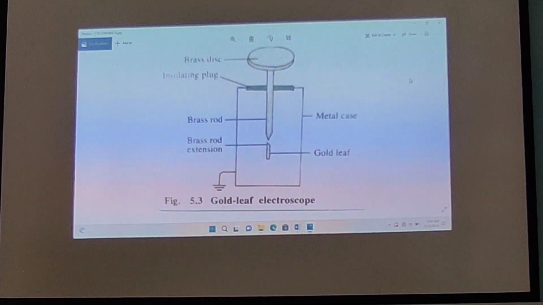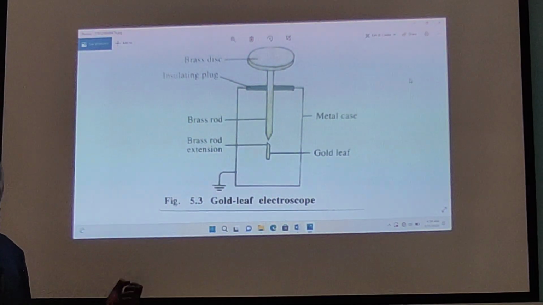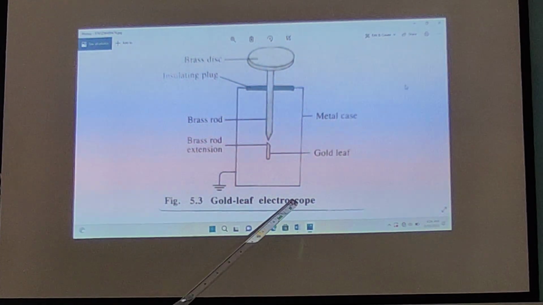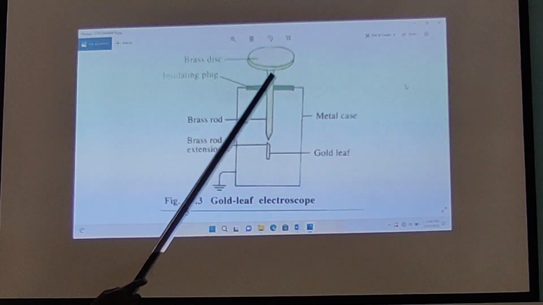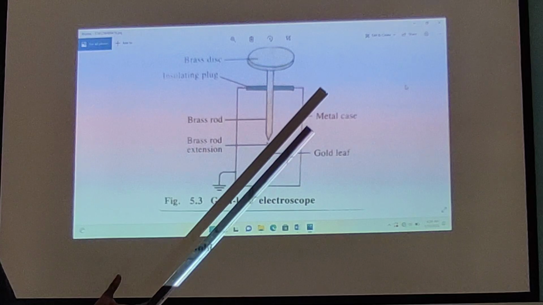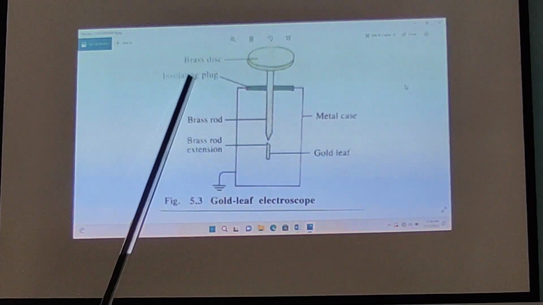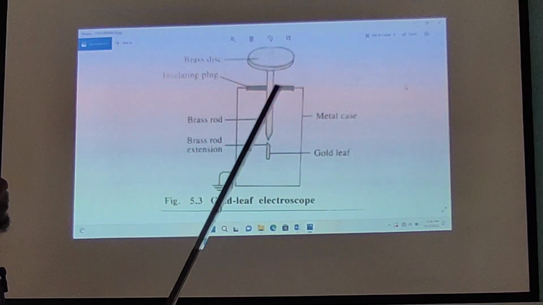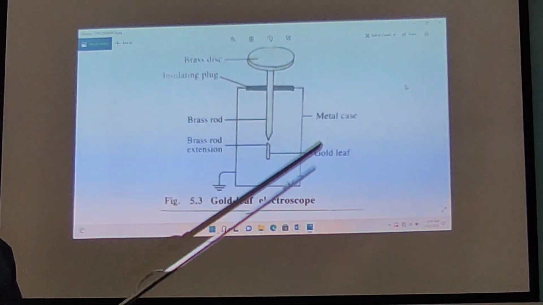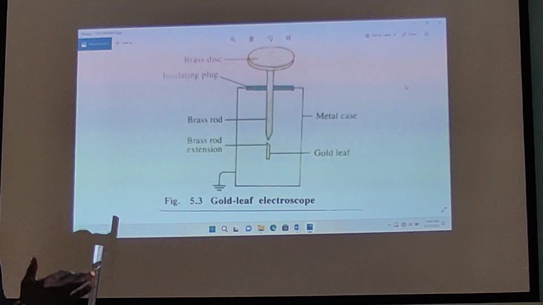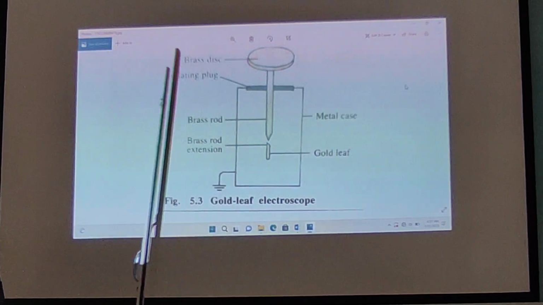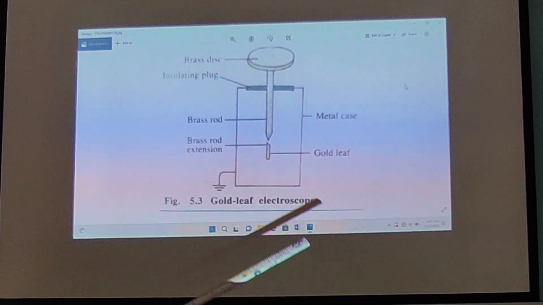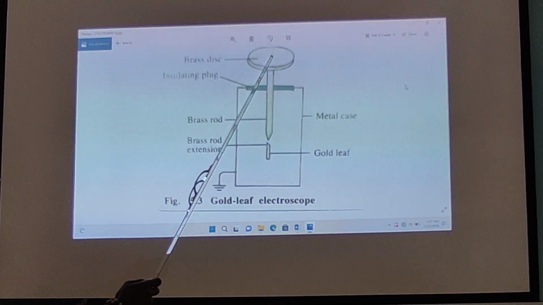All right, now here is a diagram of the gold leaf electroscope. The device consists of a metal brass disc. This is the metal brass disc where the object is going to be placed on top. And then it has an insulating plug. This green part is the insulating plug. The function of the insulating plug is to stop contact between the brass disc and other parts of the device.